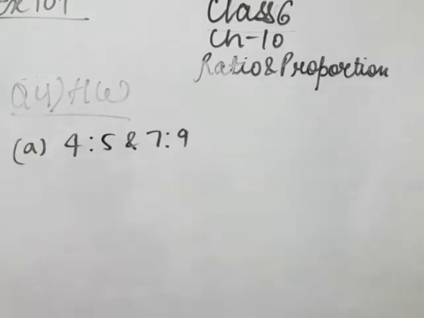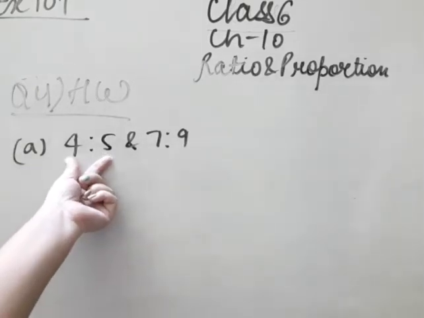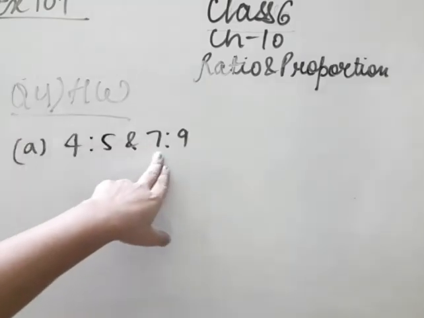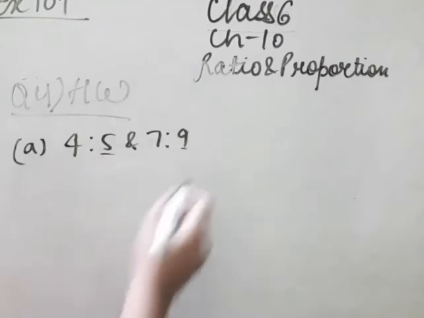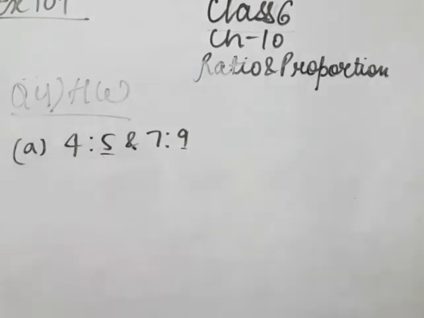So what you are going to do, students? You will convert this 4:5 into a fraction and 7:9 into a fraction. Then you are going to take the LCM of your denominators, which are 5 and 9. Then you have to follow the same process. Okay.